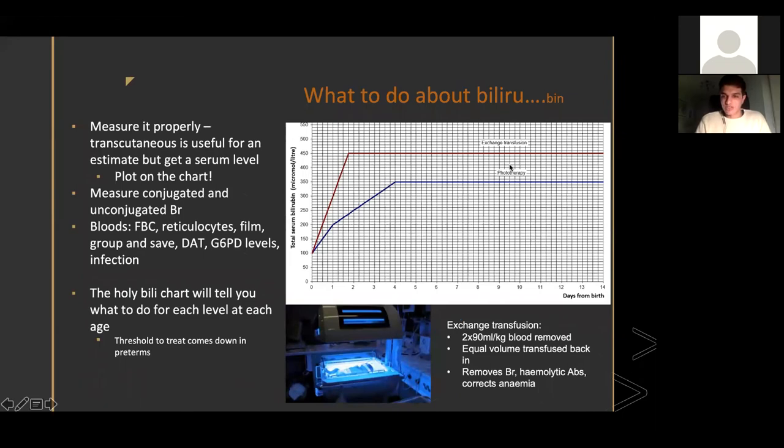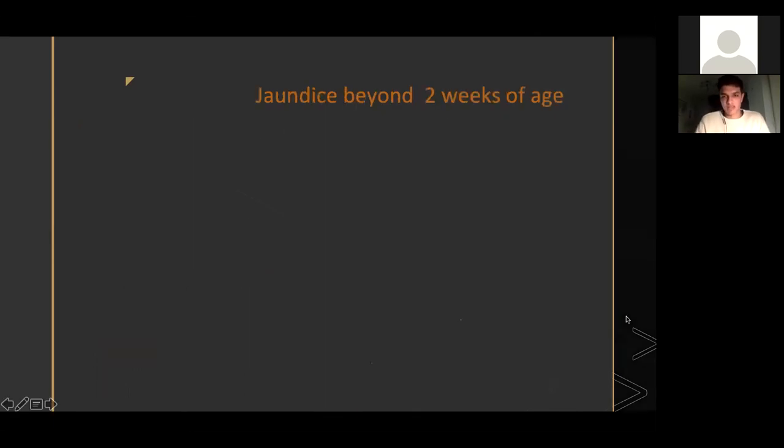Okay, TORCH and sepsis. What about sepsis? Yeah, sepsis can cause high bilirubin at any point. If your baby is septic, they've got bigger problems, but you do need to include the bilirubin as part of that and correct that. So, jaundice beyond 2 weeks of age.